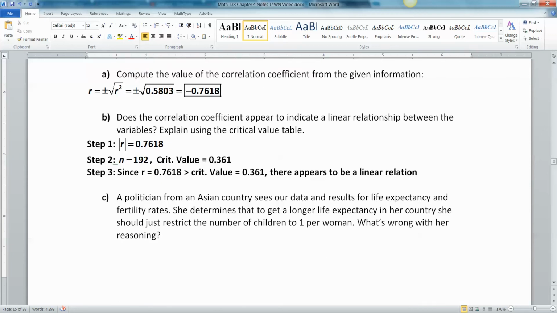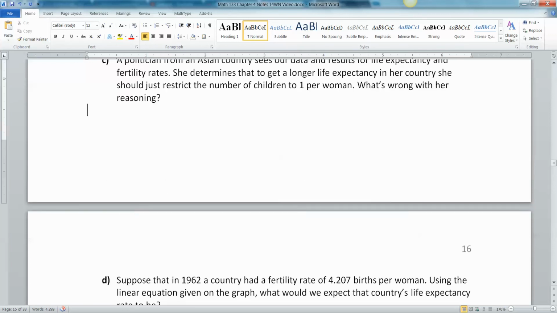All right, a politician from an Asian country sees our data and results for life expectancy and fertility rates. She determines that to get a longer life expectancy in her country, she should just restrict the number of children to 1 per woman. What's wrong with that reasoning? Oh, so much is wrong with that reasoning.